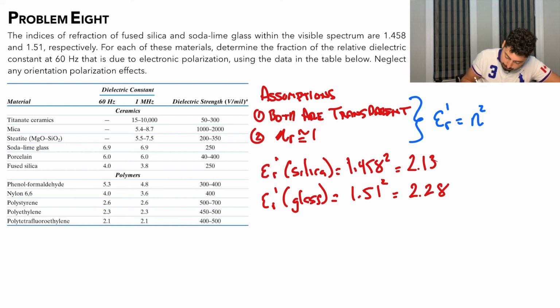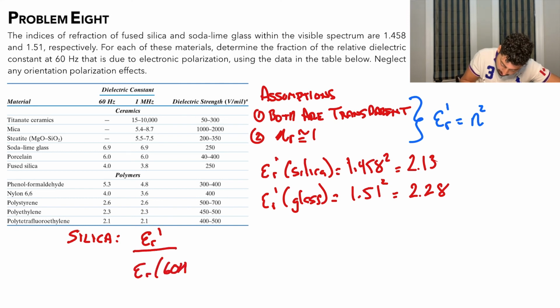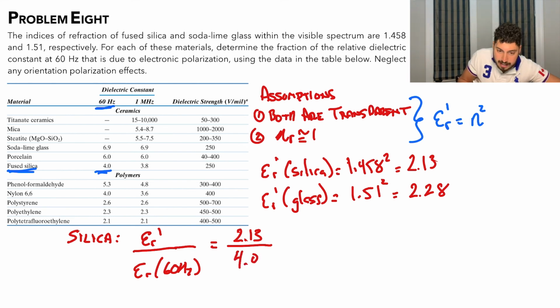So let's do our silica first. For silica, we can say that our dielectric constant for silica divided by our dielectric constant at 60 Hertz is going to give us our ratio, which is just equal to the value previously calculated, which is 2.13, divided by our dielectric constant at 60 Hertz, which we're going to get from the table, which for fused silica is 4. So we're going to divide that by 4, and that's going to give us a ratio of 0.53.